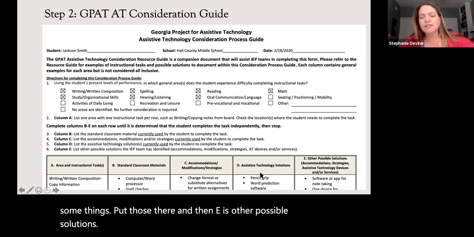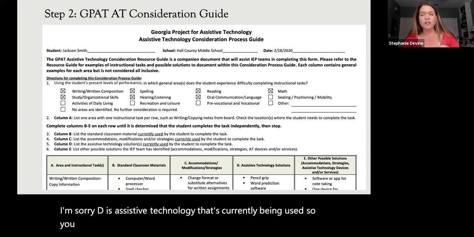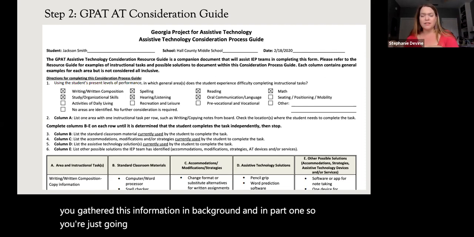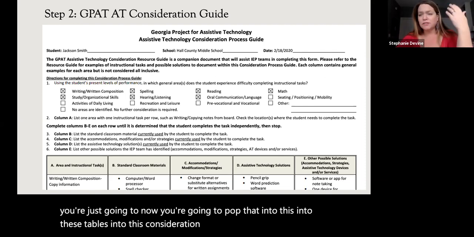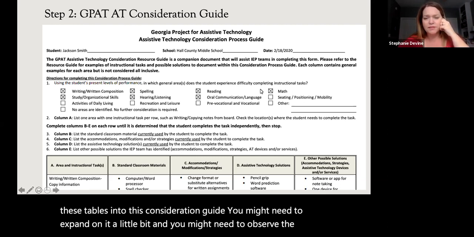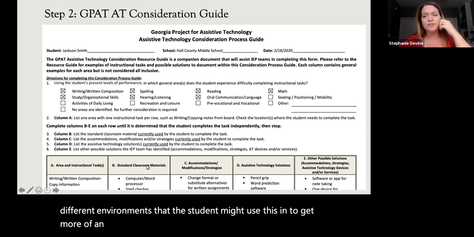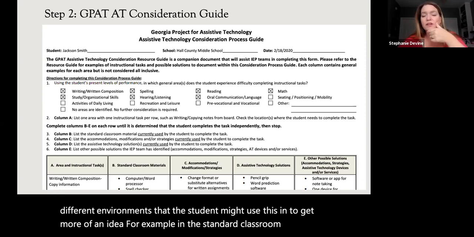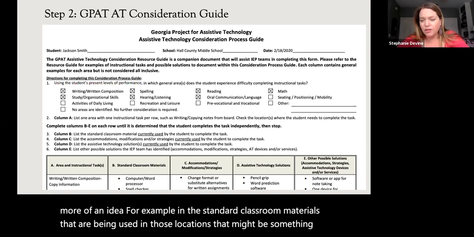Oh, I'm sorry. D is assistive technology that's currently being used. So you gathered this information in background in part 1. So you're just going to plop that into these tables, into this consideration guide. You might need to expand on it a little bit. You might need to observe the different environments that the student might use this in to get more of an idea. For example, in the standard classroom materials that are being used in those locations, that might be something you don't necessarily have all the information for.